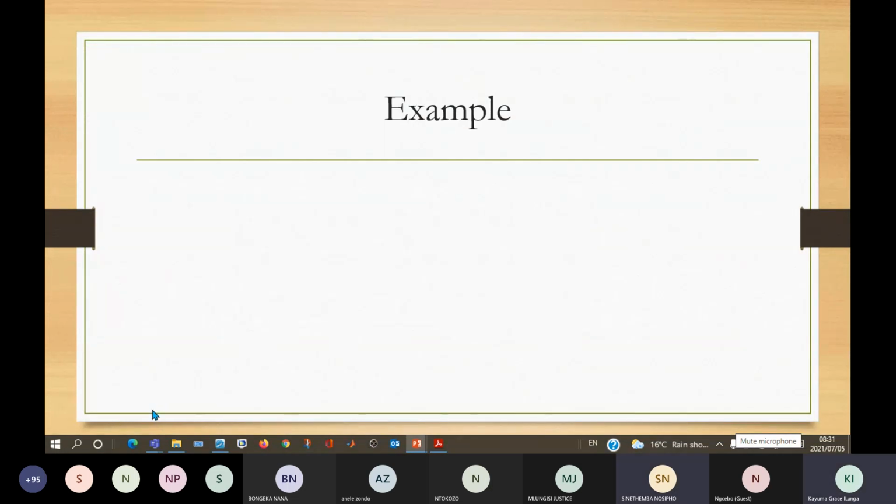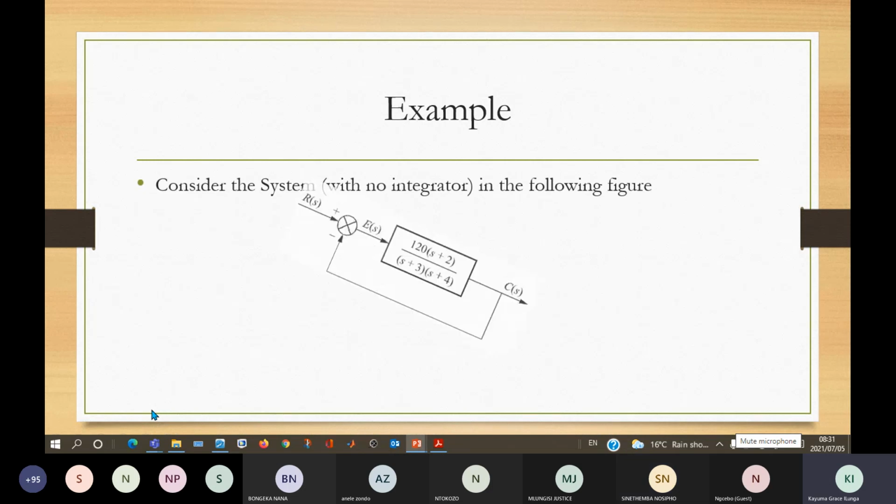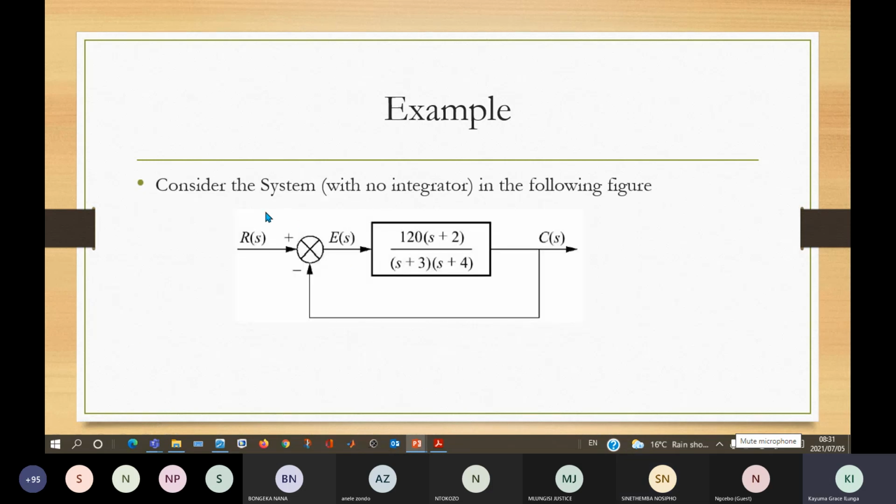So we want to analyze a case where we have different values of n. This is the first case, where we consider the system with no integrator. I told you that the integrator is 1 over s, but that 1 over s is different from the input. When we talk about the 1 over s, it means s with power 1 on the transfer function, not on the side of the input. Are we together? Yes.